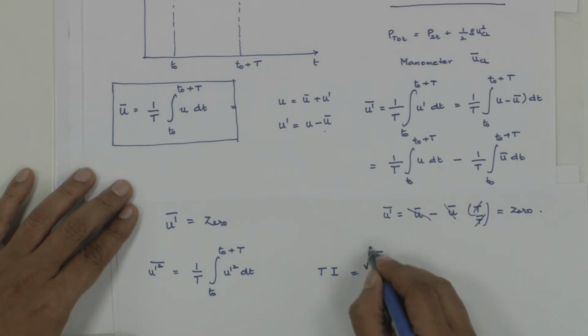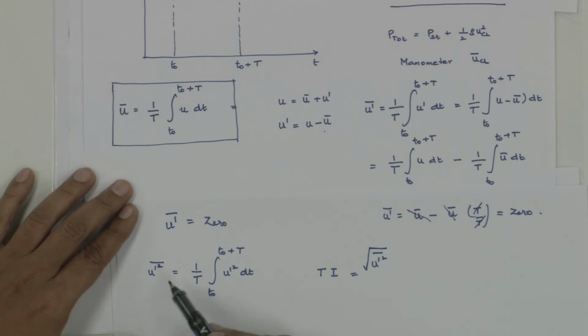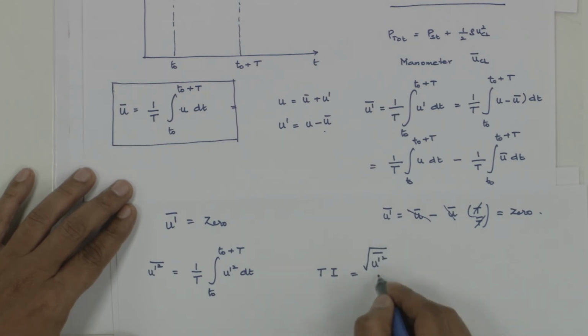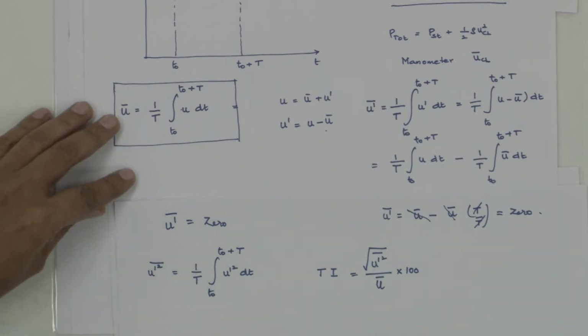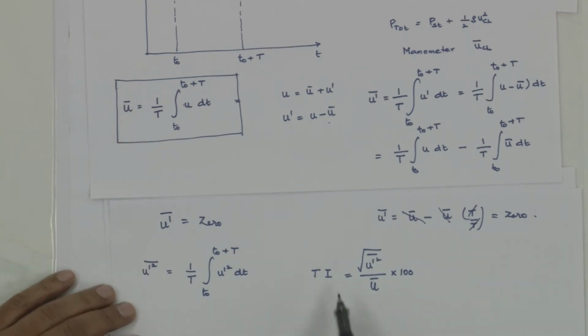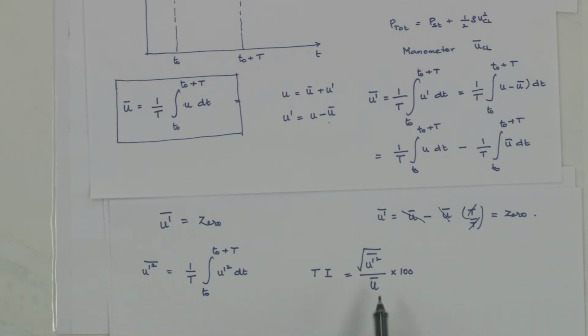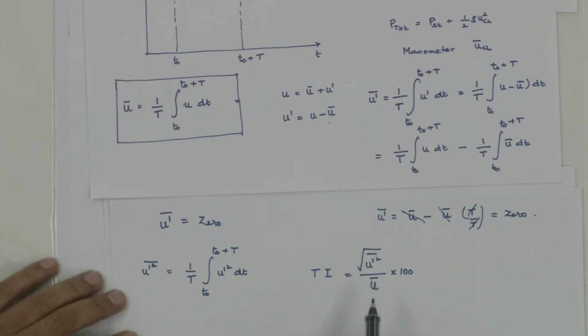I take the square root. Why? Because U prime squared bar has units of meter squared per second squared, but instead of that I want meters per second. I divide it by U bar into 100. So this is the typical definition of turbulence intensity. Most of the times, if you are doing Fluent or something, you will have to give this Ti as the input along with the mean flow. So this is that turbulence intensity.